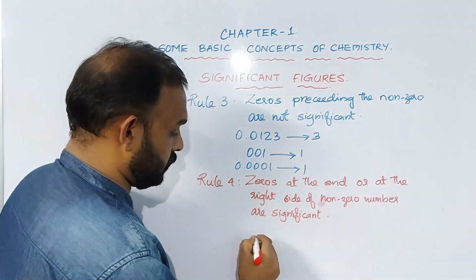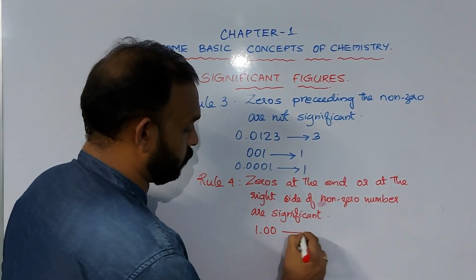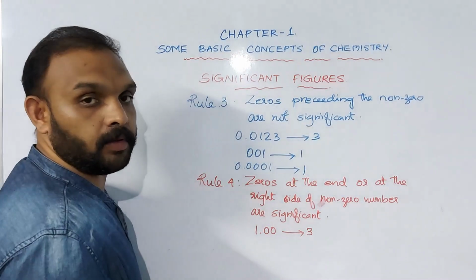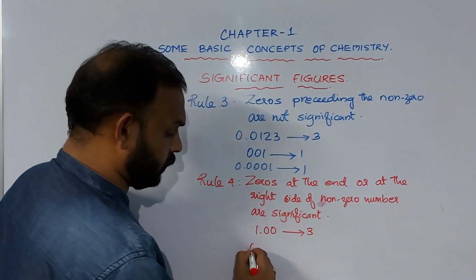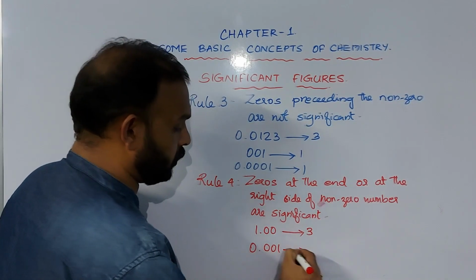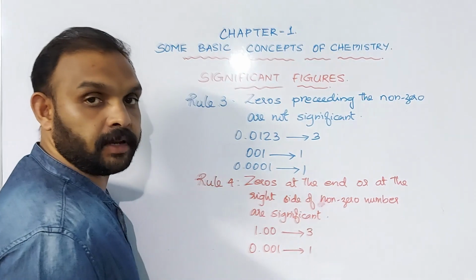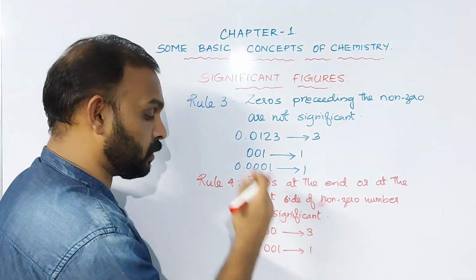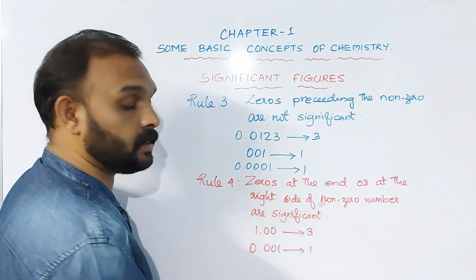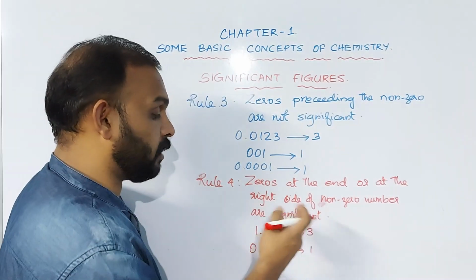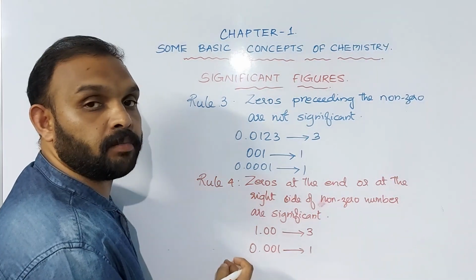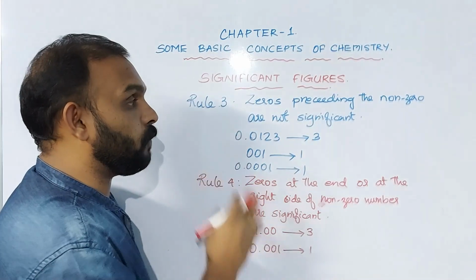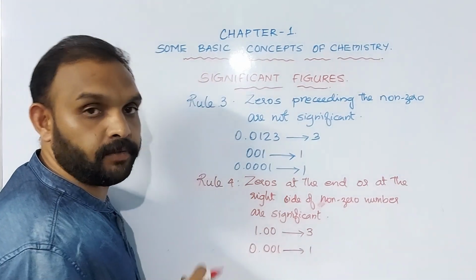I will tell you an example. Suppose we have 1.00. How many significant figures are there? Here we have 3 significant figures. Suppose this is 0.001. How many significant figures are there? We have only 1 significant figure. You can understand the difference between these two. In 1.00, the zeros are on the right side, after the non-zero number, so we have 3. But in 0.001, the zeros are before the non-zero number, so it has only 1 significant figure. Is it clear? So these are the 4 basic rules of writing a significant figure.